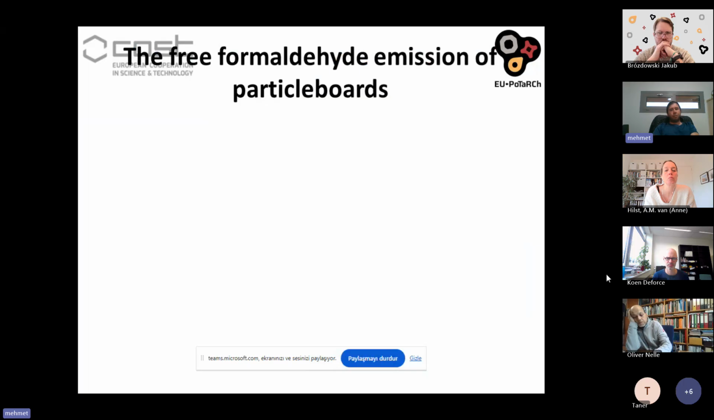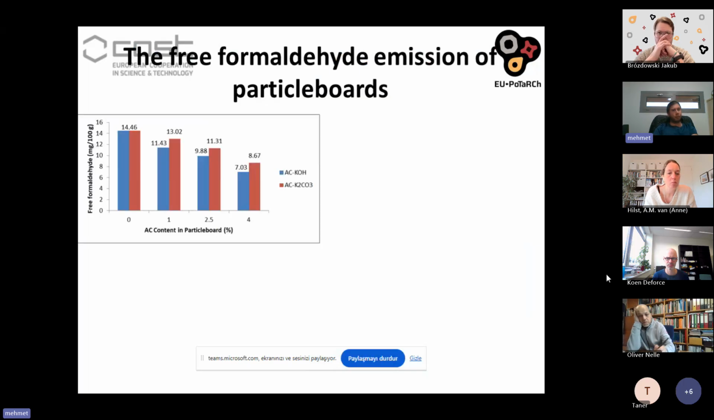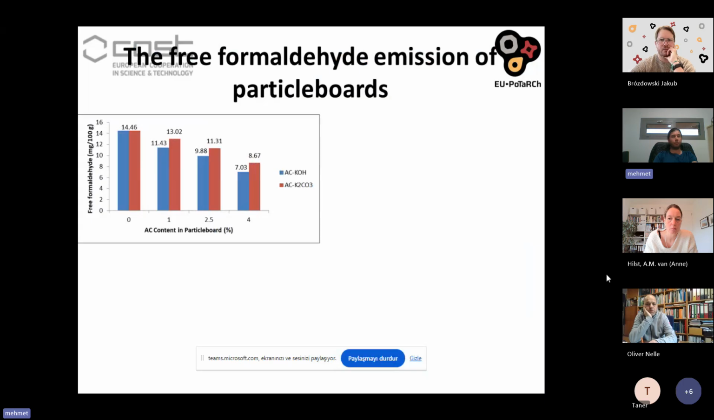And free formaldehyde emission of particle board. When we are looking at the results of the formaldehyde emission values, a reduction is observed in both groups compared to control groups. And the formaldehyde emission decreased as the amount of activated carbon increased. A greater reduction is seen in the particle board containing activated carbon produced with potassium hydroxide. This situation is related to the higher surface area of activated carbon produced with potassium hydroxide.